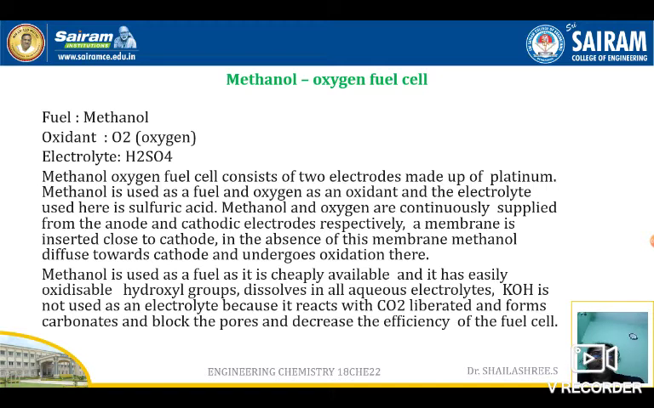Methanol and oxygen are continuously supplied from the anode and cathodic electrodes respectively. The electrodes will be porous in nature, and a membrane is inserted close to the cathode. In the absence of this membrane, methanol will diffuse towards the cathode and undergo oxidation there. To prevent that, there is a membrane here, and methanol and oxygen, that is the fuel and oxidant, are passed continuously through the anode and cathode porous electrodes.